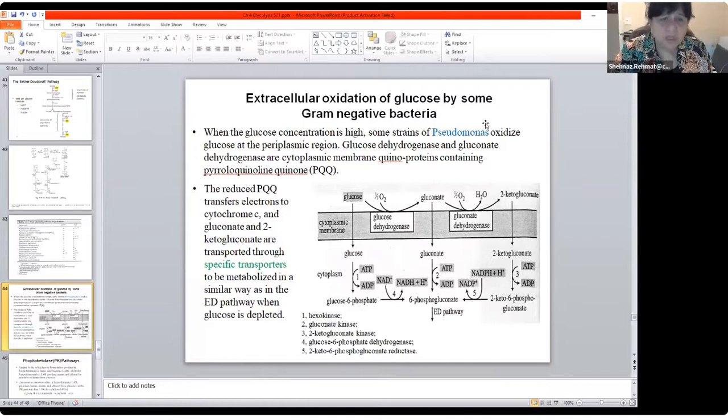So just to tell you that some Pseudomonas bacteria, when they see high concentration of glucose, go into all these different ways of transporting it into the cell to be used as energy sources. Okay, so this is a greedy bacterium, I would say.